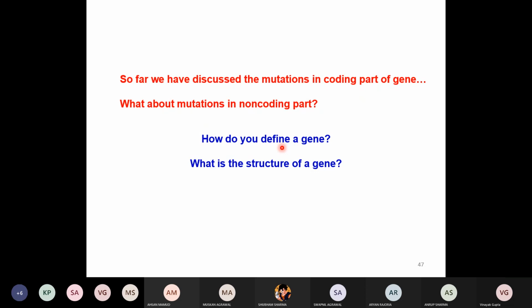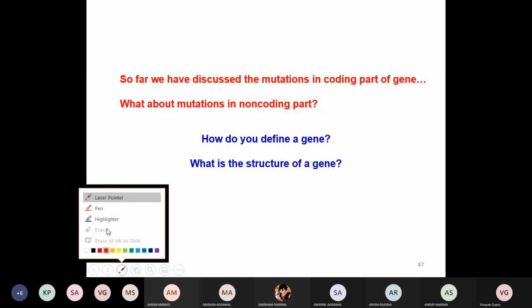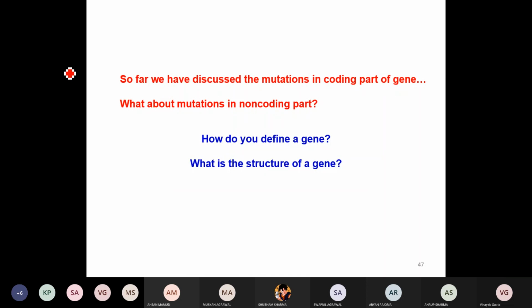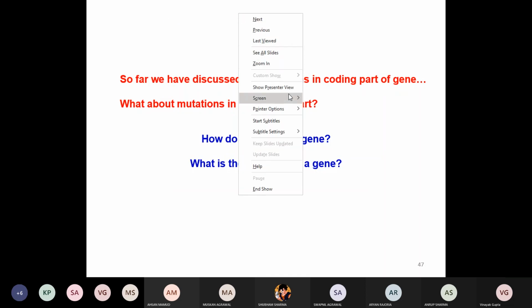But if we look at the central dogma of molecular biology, do you remember what was the central dogma of molecular biology? Yes, sir. DNA can replicate to form itself, or it can transcribe to form RNA. RNA can reverse transcribe to form DNA, and RNA can translate to form protein.